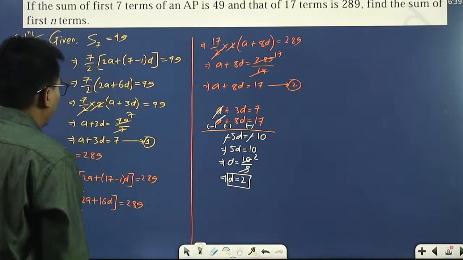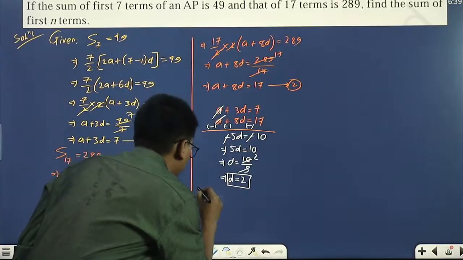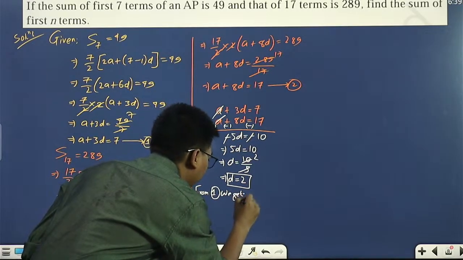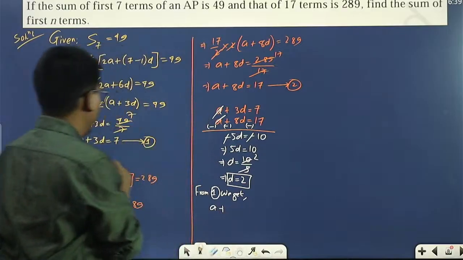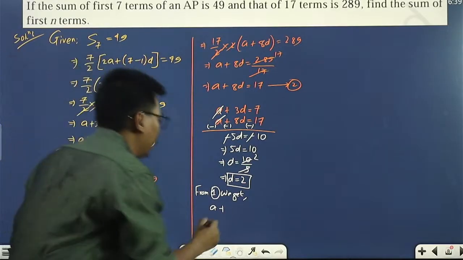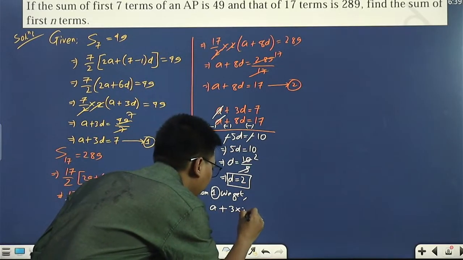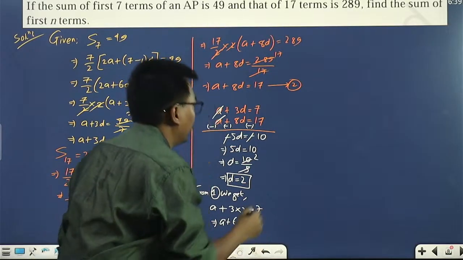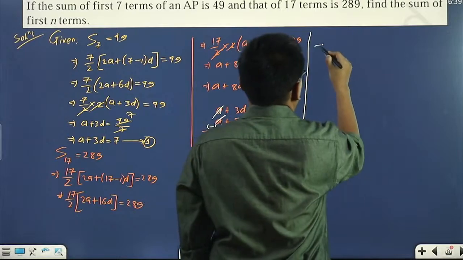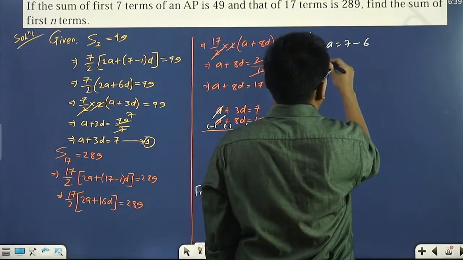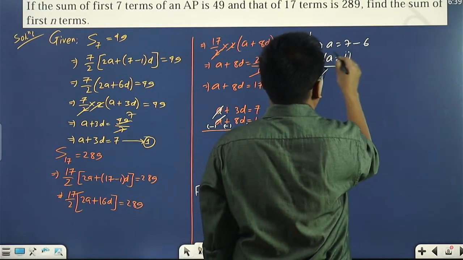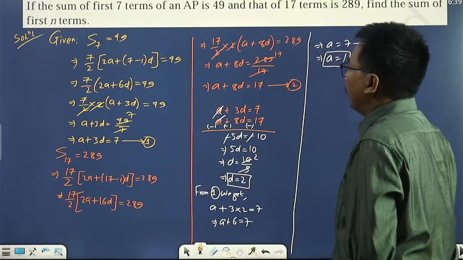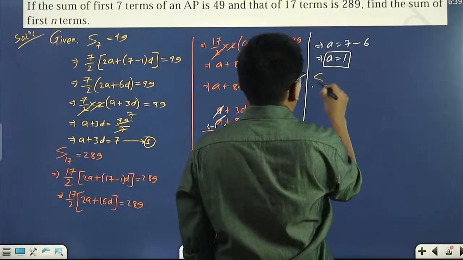Now using this, we can find the value of a from equation 1. Equation 1 is a plus 3d equal to 7, right? So a plus 6 equal to 7, which implies a equal to 7 minus 6, which implies a is equal to 1. So we have the value of a and we have the value of d. Now we can easily find the sum of the first n terms, which is Sn.